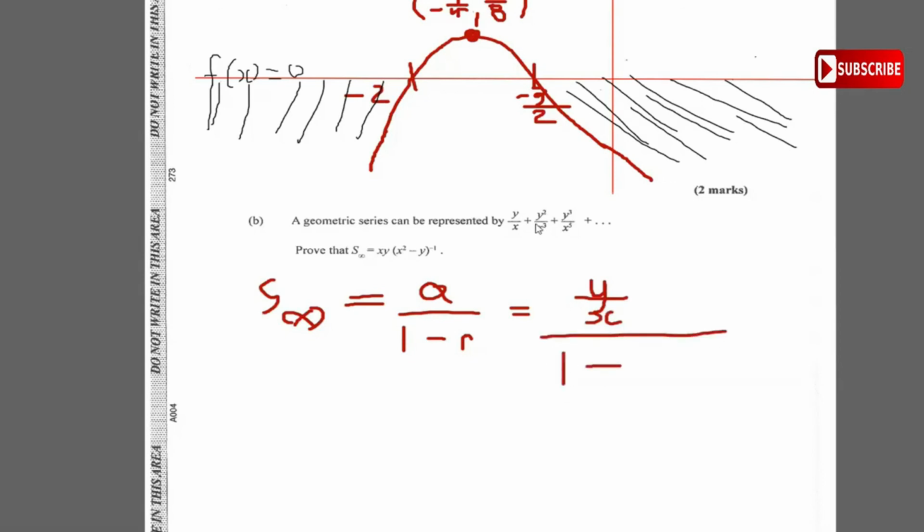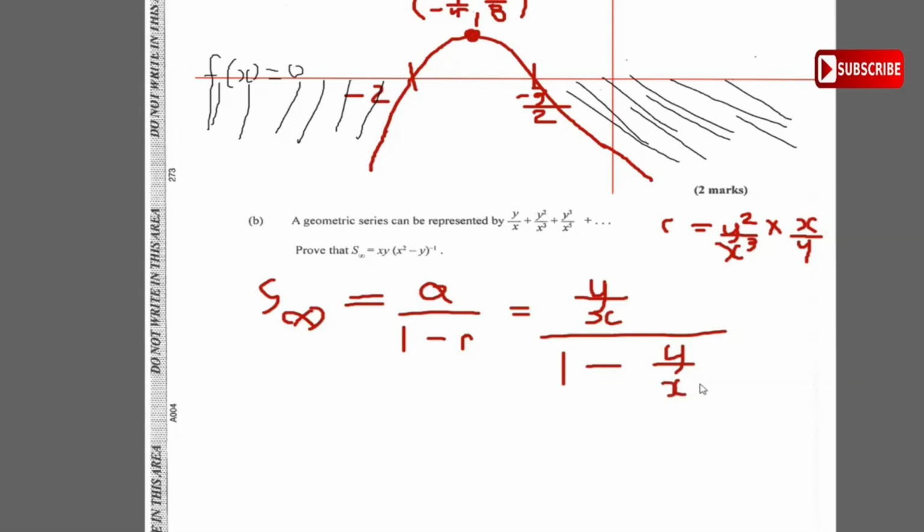Now, r is the second term divided by the first term. So let's work out r over here. It would be the second term, y squared over x cubed, divided by y over x. Dividing by y over x is the same as multiplying by x over y. So this is just a rough working of r. And so r is going to work out to be y squared over y is y, and x over x cubed is x squared, so y over x squared.